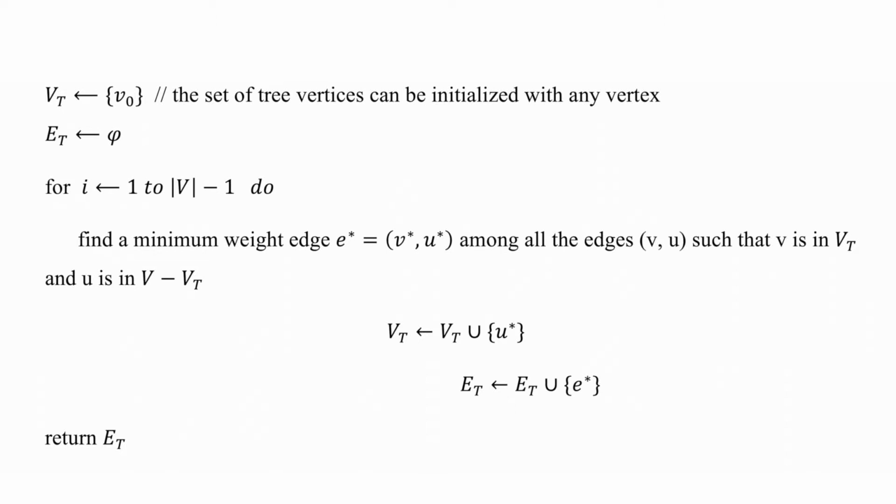For i equal to 1, 2, ..., |V| - 1, do: find a minimum weight edge e* = (v*, u*) among all the edges (v, u) such that v is in V_T and u is in V minus V_T. V_T is assigned V_T union {u*} and E_T is assigned E_T union {e*}. So, the loop runs from 1 to |V| - 1. That is the number of times the for loop runs. Finally, the output returns E_T.